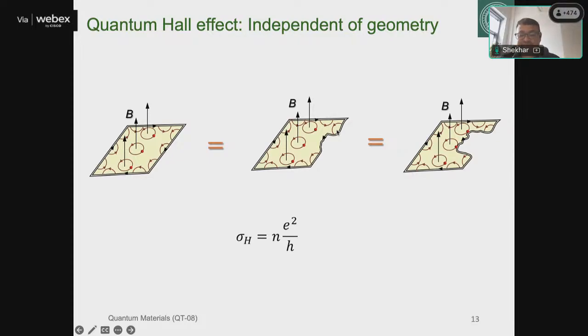So this is the first phenomenon where we are able to connect topology with this type of material. Is it possible for that phenomenon to exist without the presence of a magnetic field? Yes, that is called the quantum spin Hall effect. I will tell you about the quantum spin Hall effect later. In the quantum spin Hall effect, we don't need a magnetic field. Quantization occurs without a magnetic field.